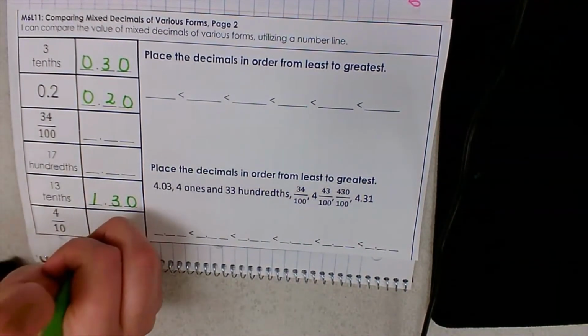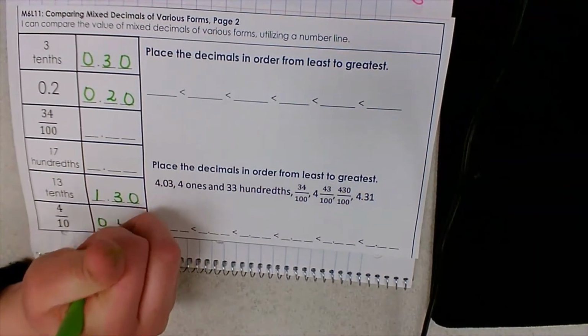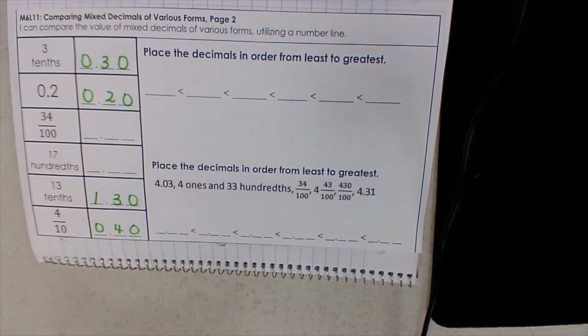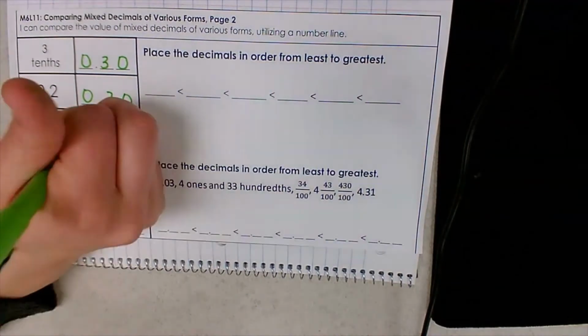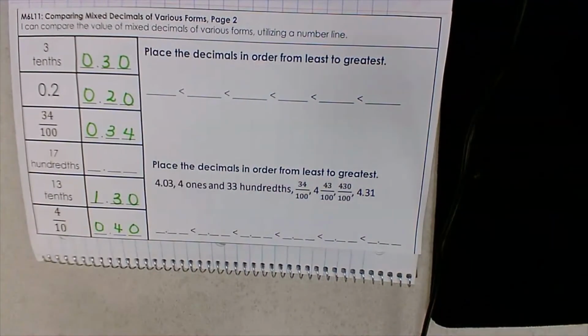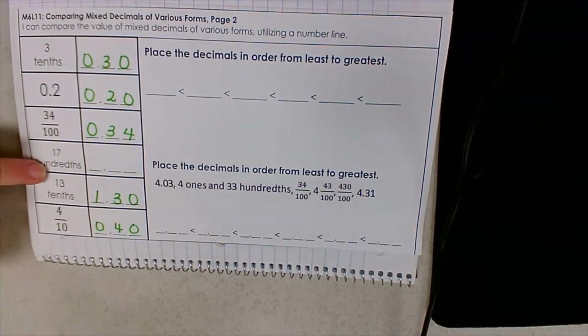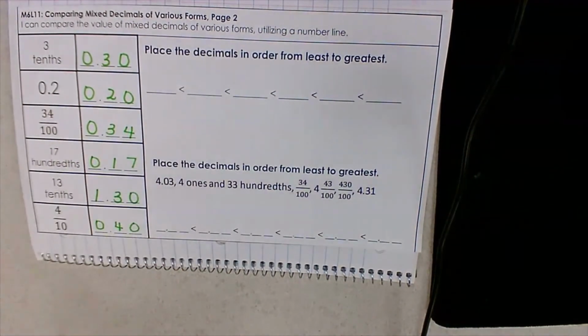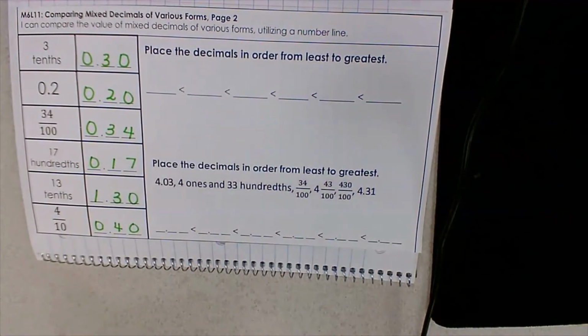I also have 4 tenths, so that's 0, 4 tenths, 0 hundredths. 34 hundredths would be written with the number 34 following that decimal. And same for 17 hundredths. It's already in hundredths. So I'm going to place it after the decimal. So now let's put these in order.